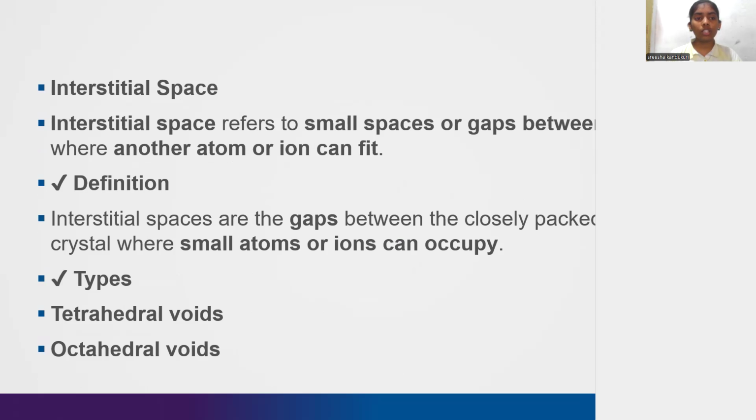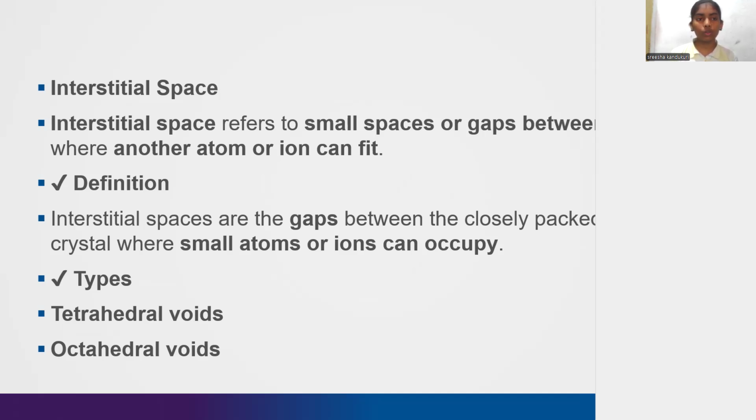And next we are moving to the interstitial space. Interstitial space refers to small spaces or gaps in between the molecules or particles or ions where another atom or ion can fit. So the definition itself says that it is the gaps in between closely packed particles. There are two types of interstitial space or voids, that are tetrahedral voids and octahedral voids. We'll discuss these types later in our further slides.